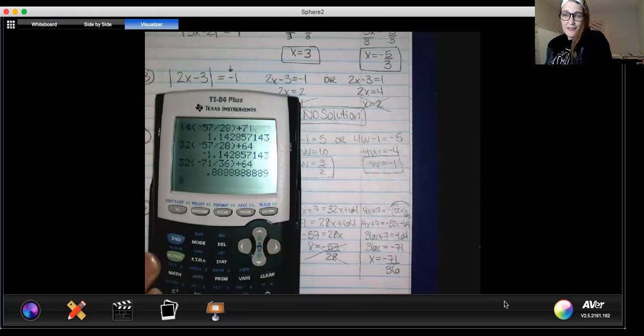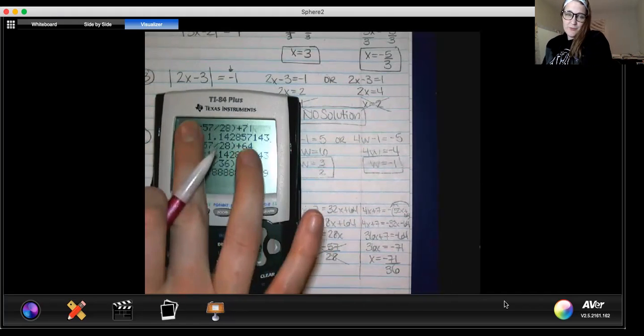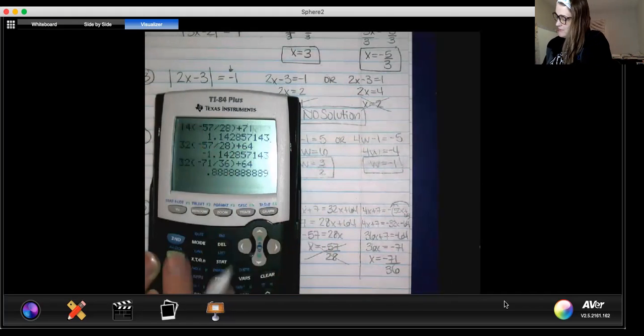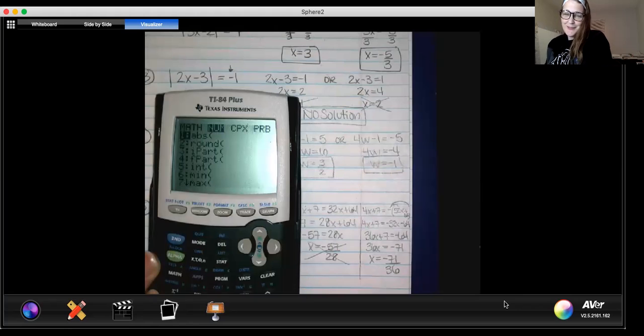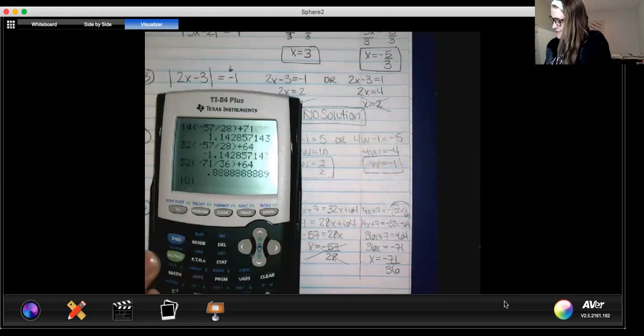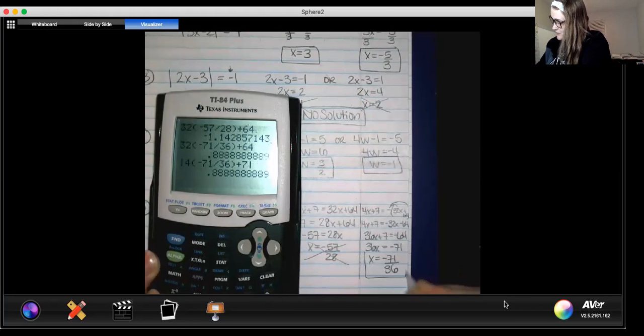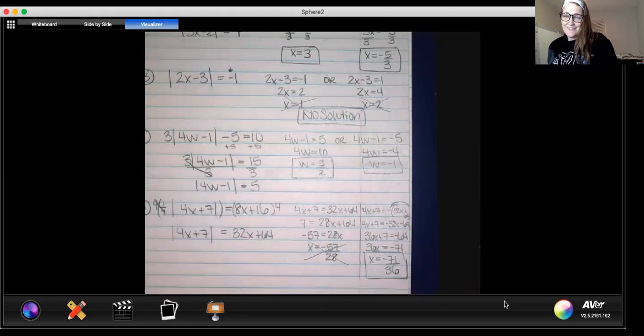This time I get a little bit easier of a decimal. Now I won't be able to rewrite the original, so I'm just going to go back and do it again. So Math, number, absolute value, 4 times negative 71 divided by 36, plus 7. And looky there, those both equal the same thing. So therefore, even though that's a crazy fraction, it works.